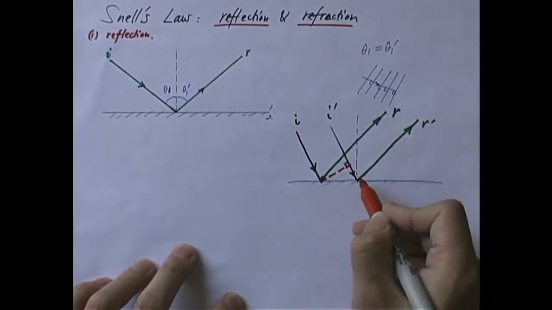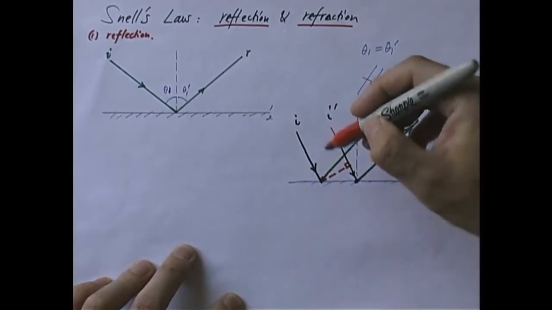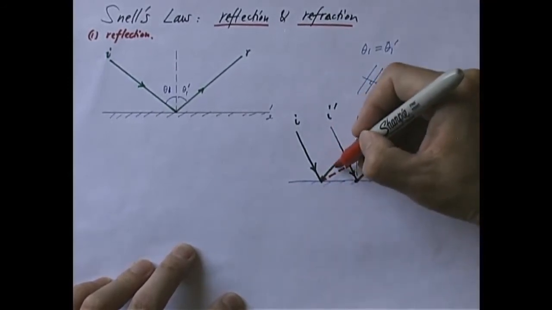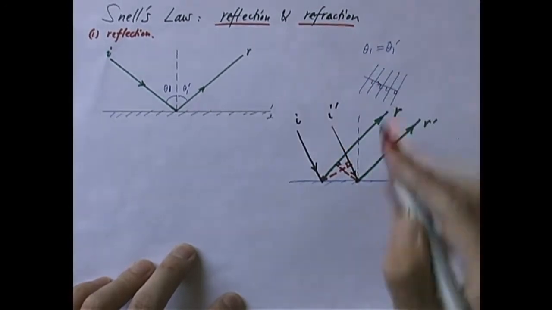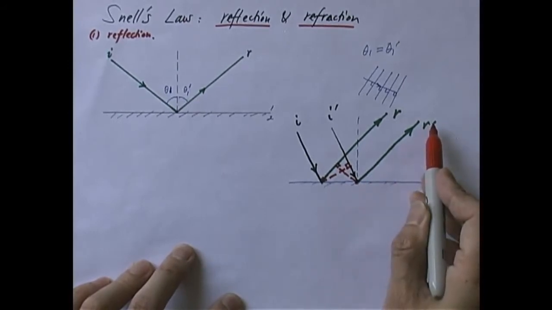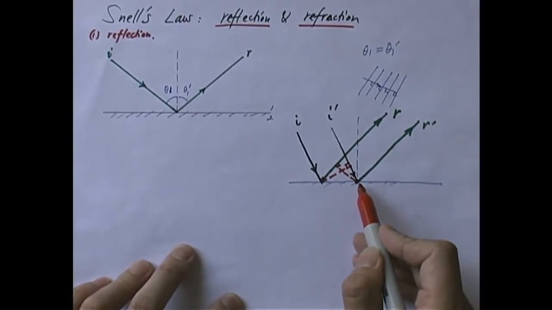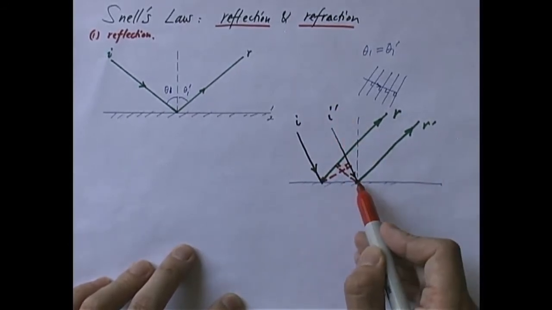At that moment, the reflection has just started in R prime, right? But it's been going on for a while in R. It has already propagated to here. As a matter of fact, you can draw another wavefront. See, this wavefront represents the wavefront of the reflected beam, at the moment when this light ray I prime has just started to reflect at the border.